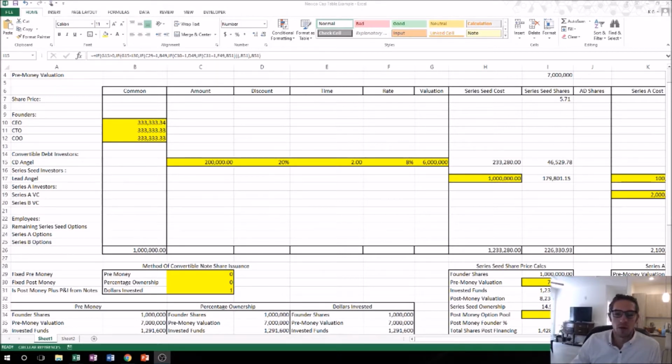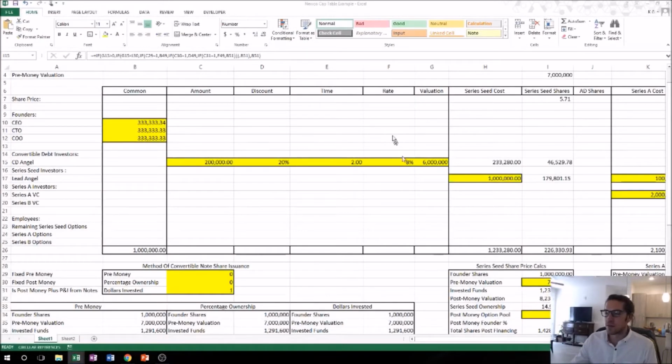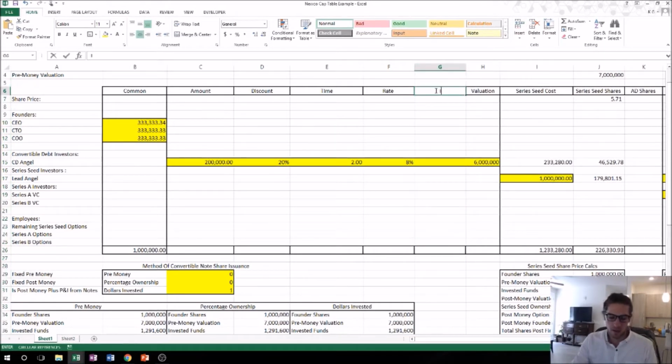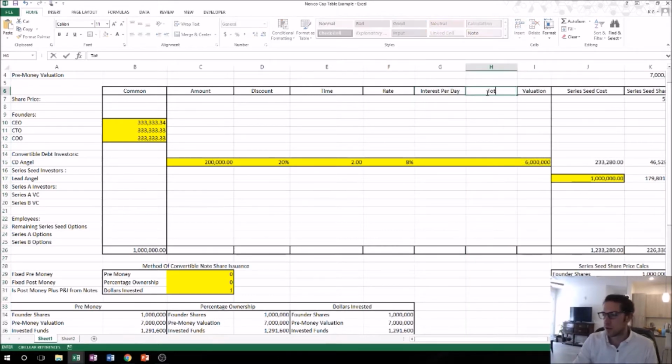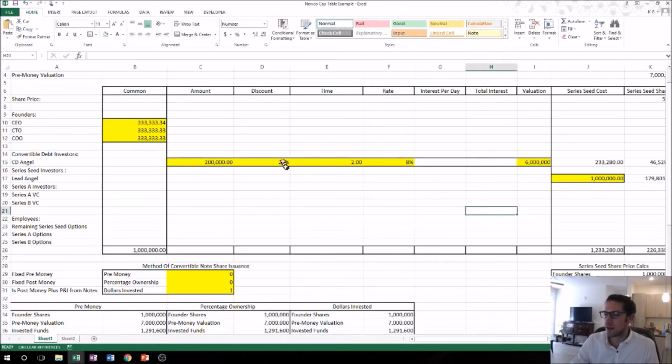So in order to do this, we'll have to add some new columns in. So we have amount, we have discount, we have time, we have rate, and then after rate, I'm going to add in one that's called interest per day. And then after that, I'm going to have one that's called total interest. And these are the two that are calculations, they're not inputs, so we're going to go ahead and take the fill out of those two.